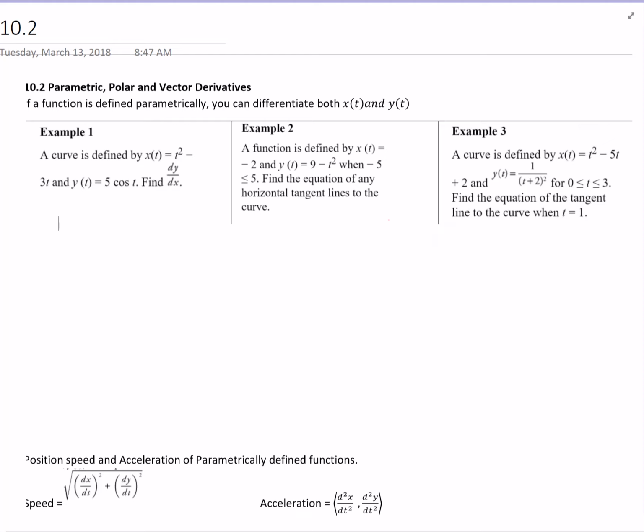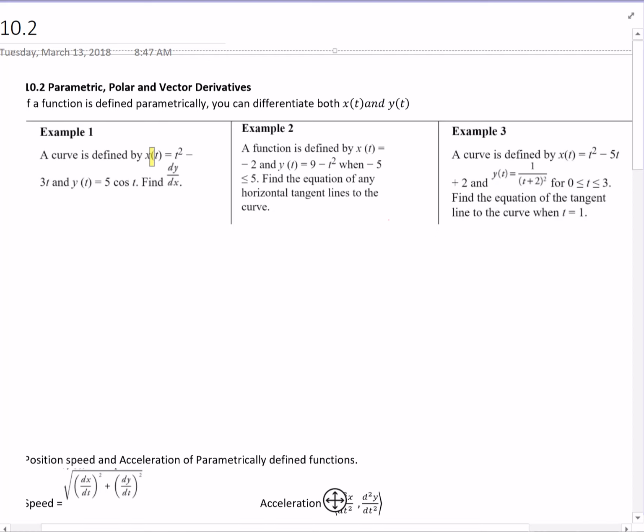We're now working with the calculus of parametric, polar, and vectors. We're going to start today with derivatives, and then the next video we do will be on integrals. So we're starting with parametric, and let's just jump in with some examples.